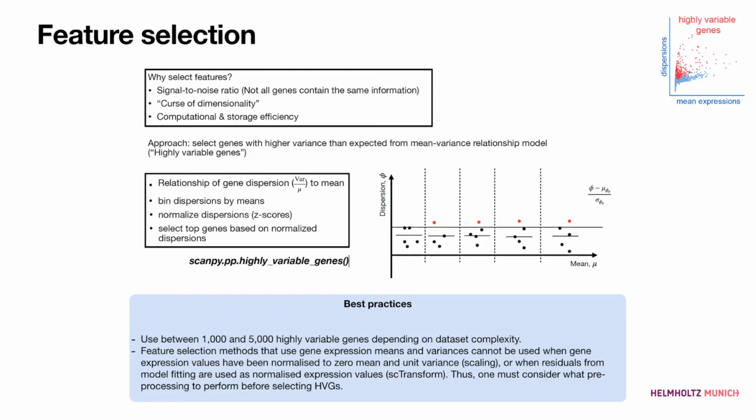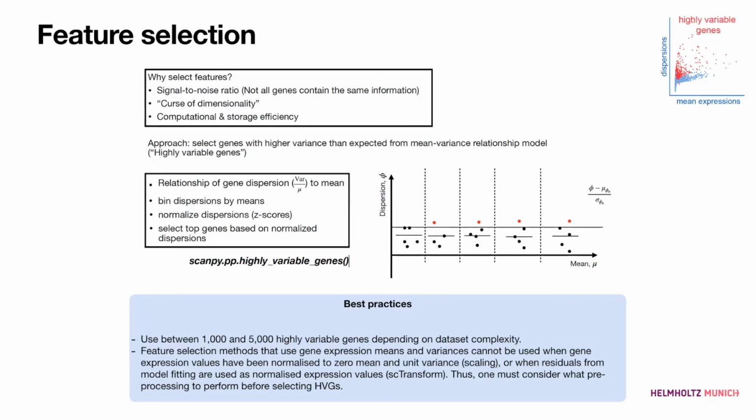And the way you would calculate them with, for example, Scanpy is with this preprocessing function, highly variable genes. What this function does is it bins the dispersions by the means. So it computes this histogram of means and dispersions and normalizes them, just doing a z-score, and then takes the top genes based on these normalized dispersions. So these are the ones that have a larger dispersion than expected.